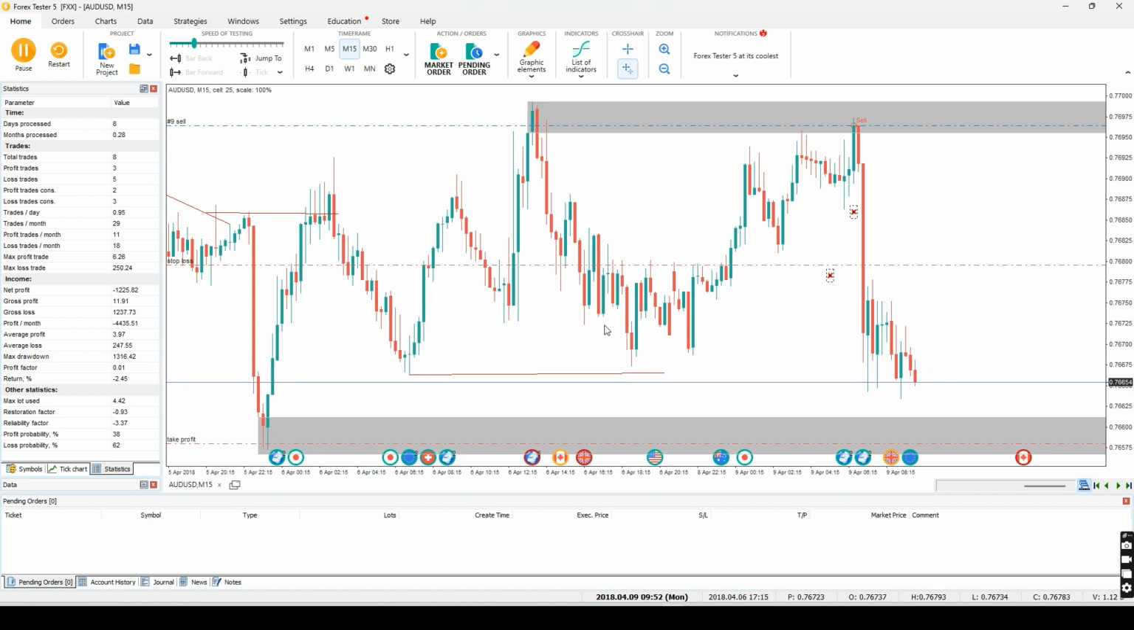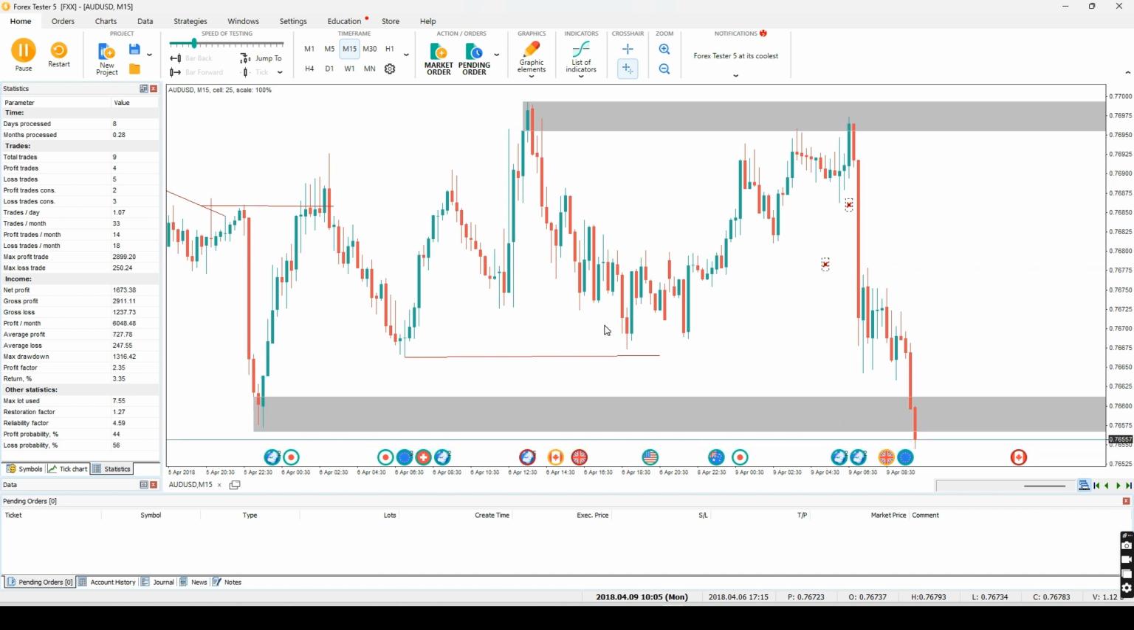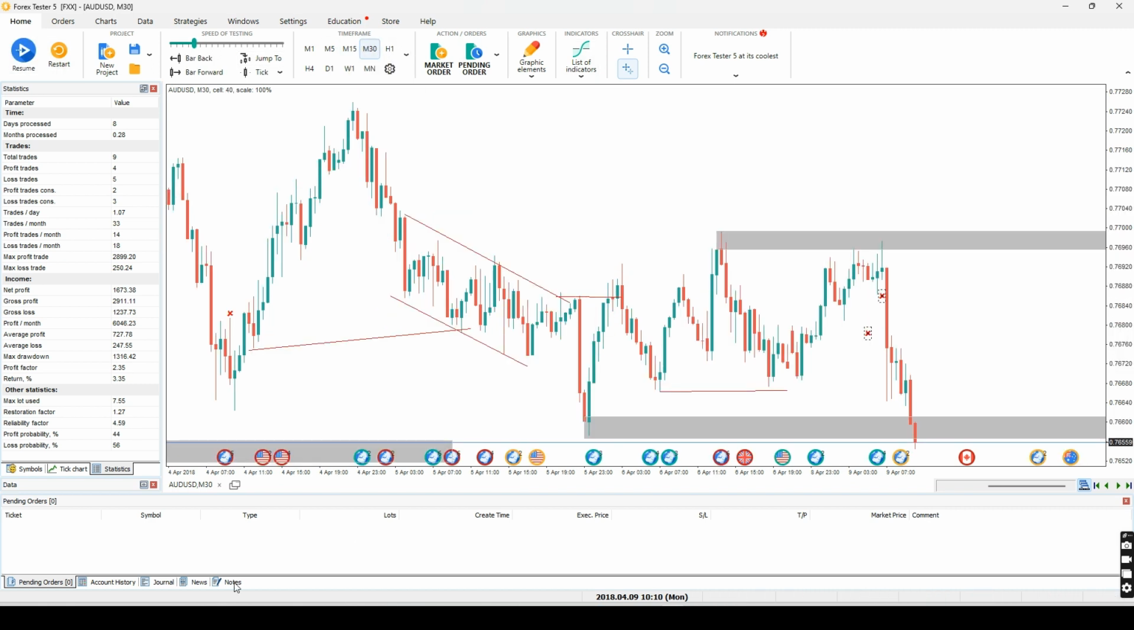If we are taken out, it's good. If price reaches our take profit, well and good. And you can see that this is a beautiful trade. And now the market has reached our take profit. And I mean, what a nice way to actually finish this backtesting session.